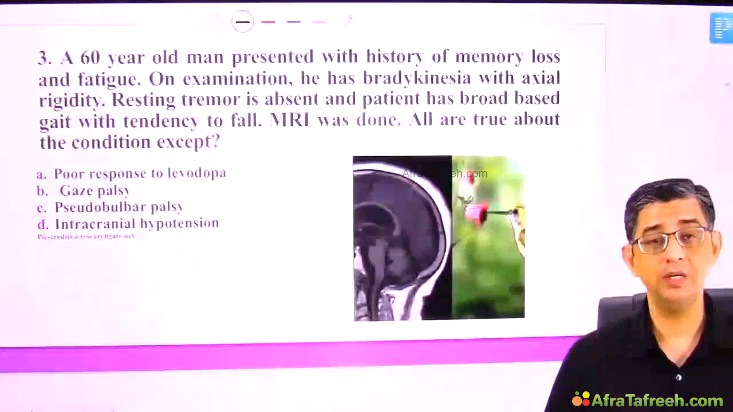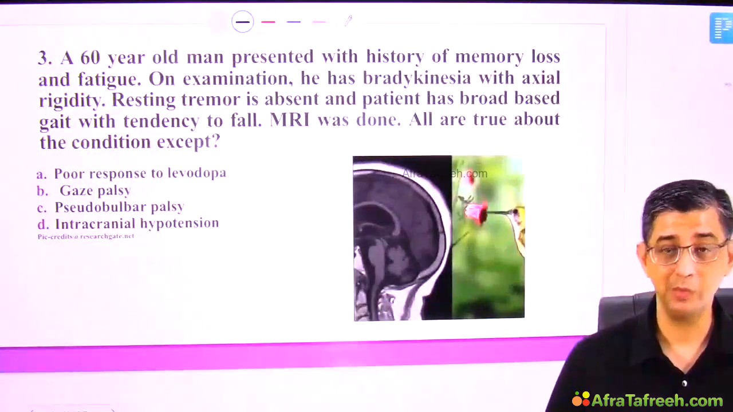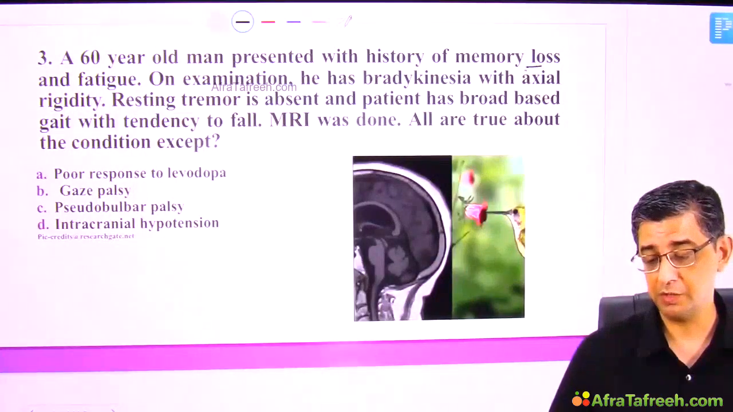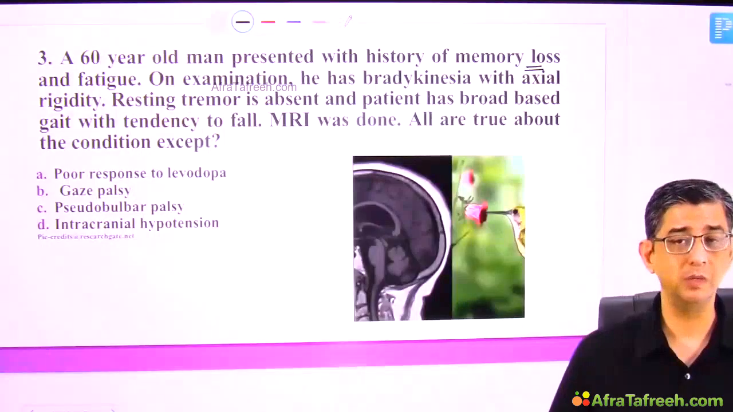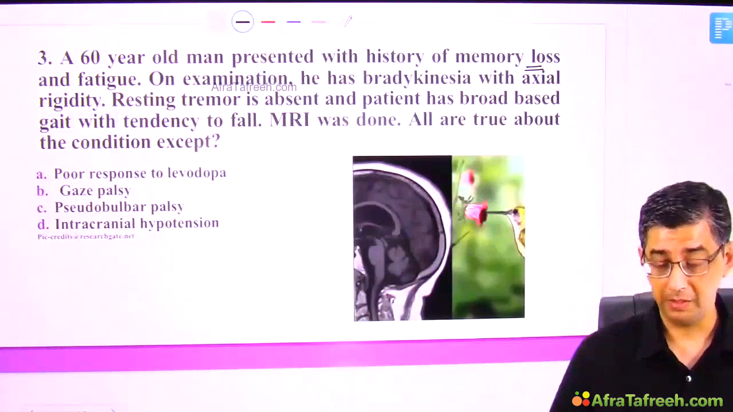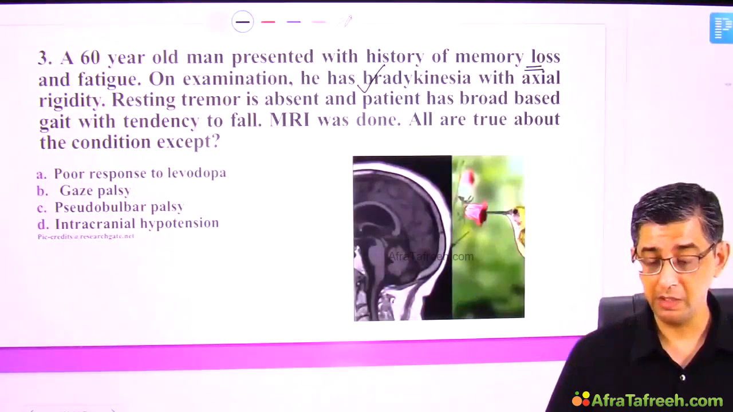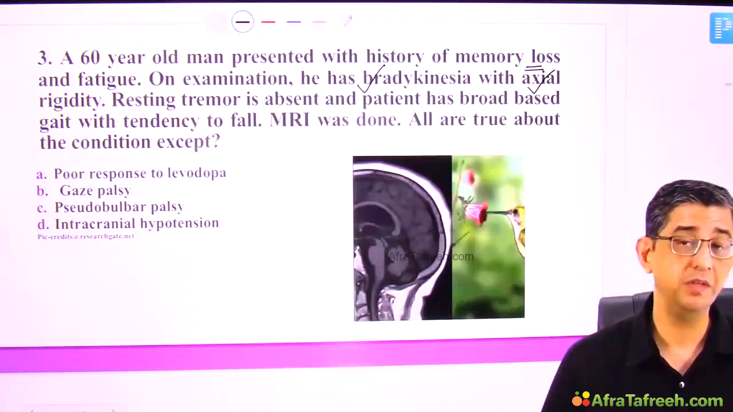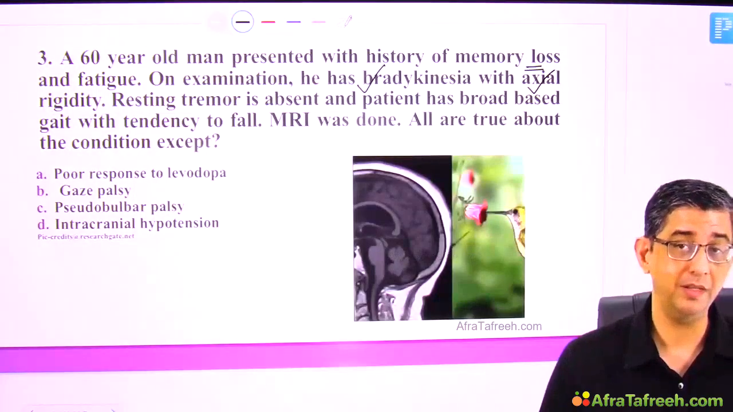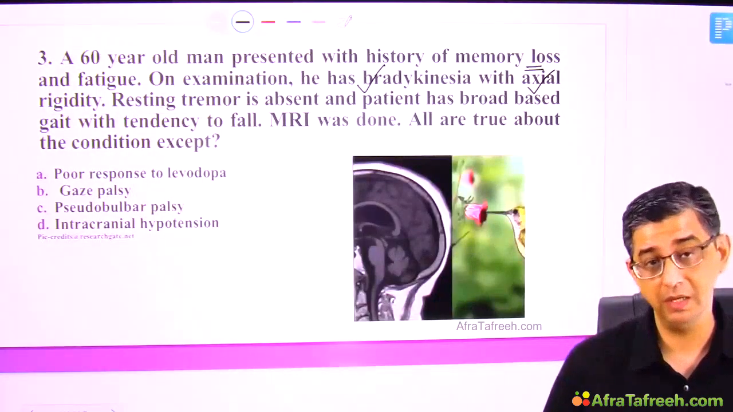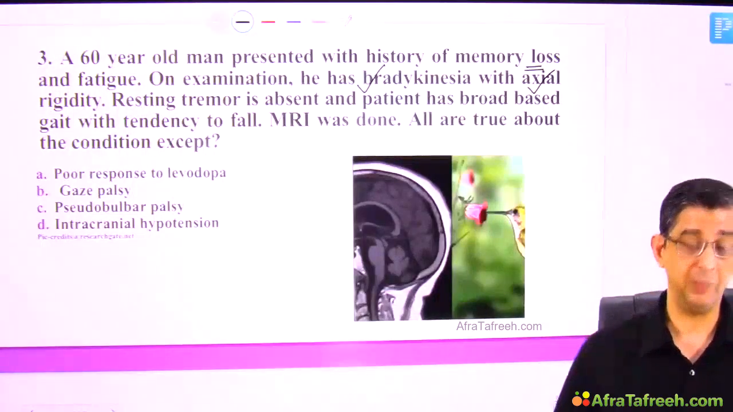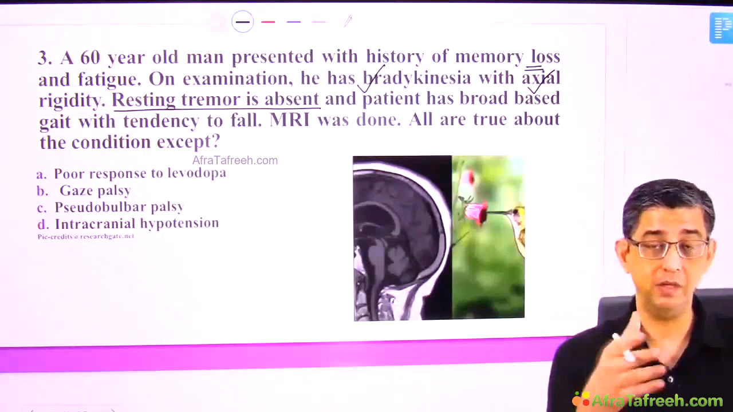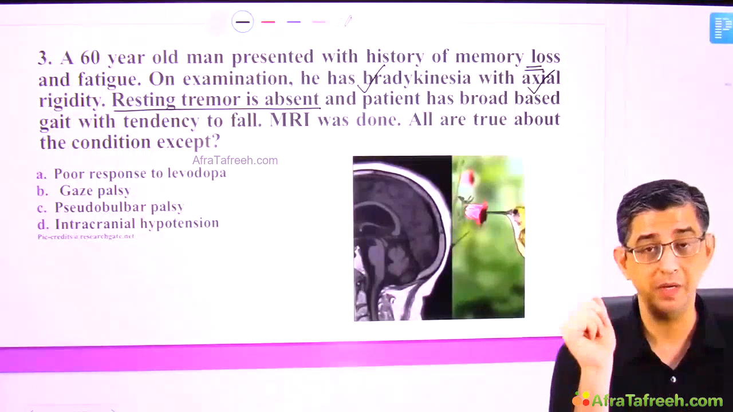Coming to the third one, he's going to talk about the 60-year-old chap who's presented with a history of memory loss and fatigue. So in a person about 60 years of age, with memory loss, I'll think in terms of possibly cortical dementia. But then he's saying he's having bradykinesia and axial rigidity. Well, that should alert me to the fact that he could be having features of Parkinson's, no? Because bradykinesia, slowness, is basically seen with basal ganglia damage. Resting tremor is absent. Now that's very surprising. Why? Because traditionally resting tremor is the earliest and the most common presentation of Parkinson's disease.